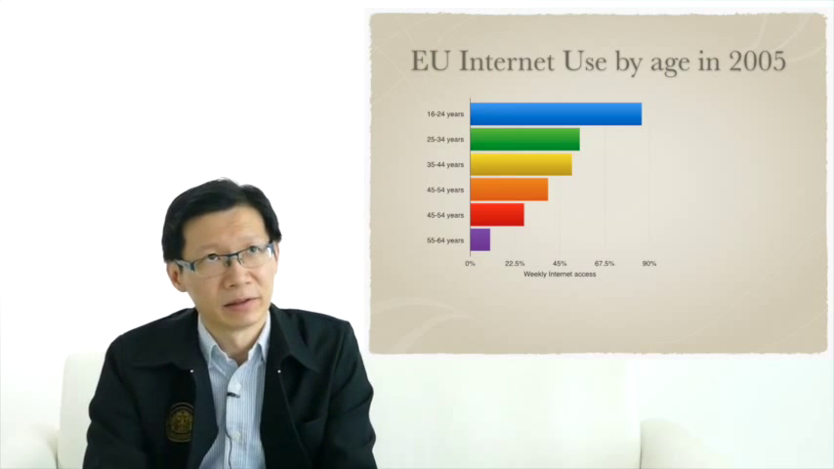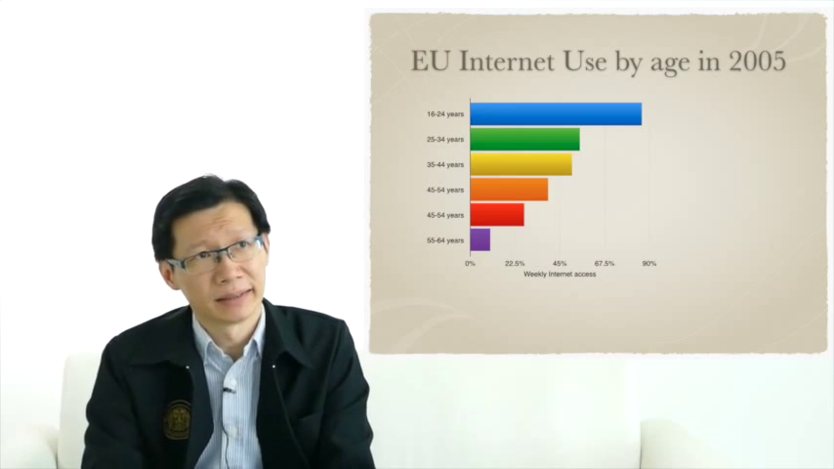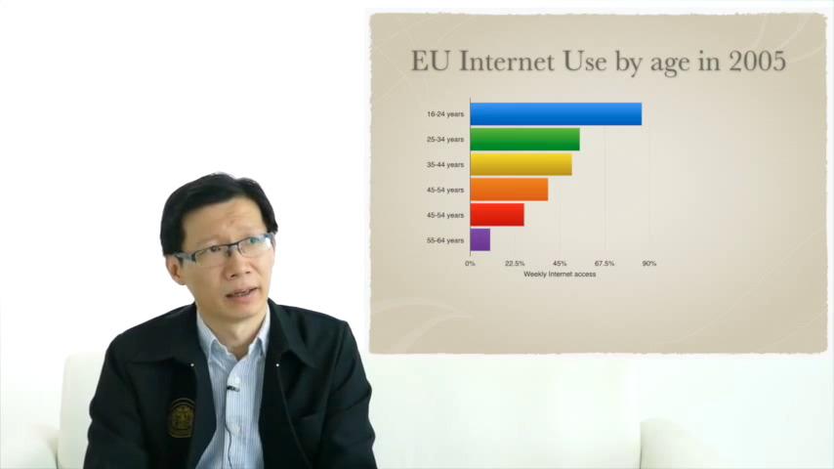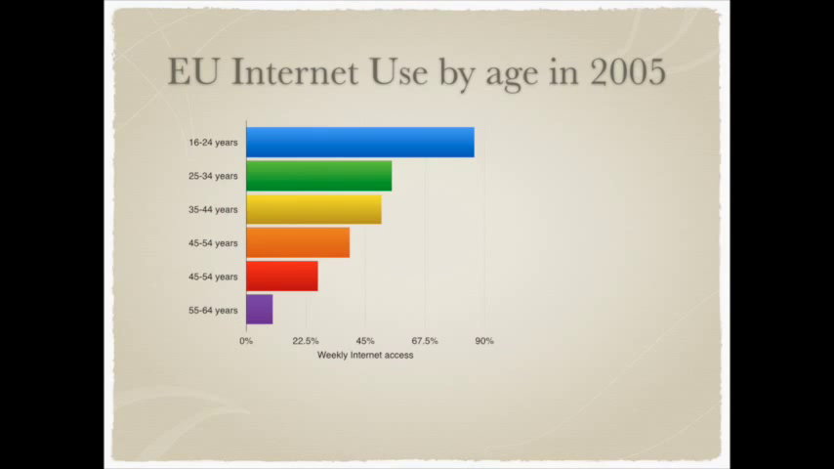The EU internet use in 2005 is an example showing the weekly internet usage. You can see that 16 to 24 is nearly 90%, and in 55 to 64 it's around 10%.